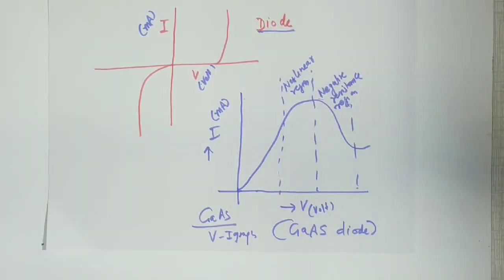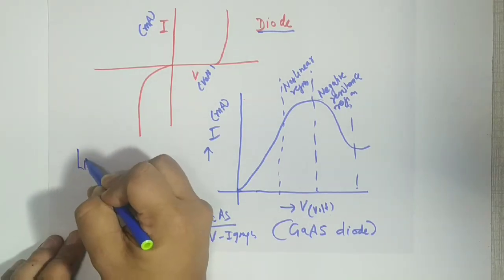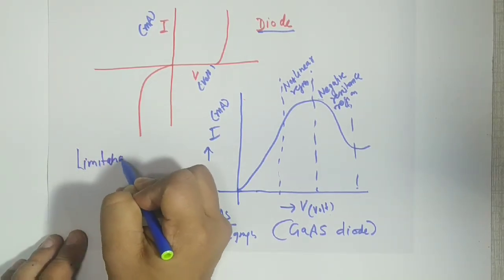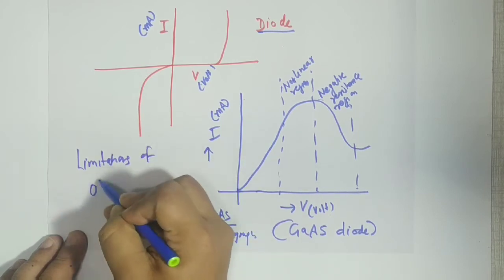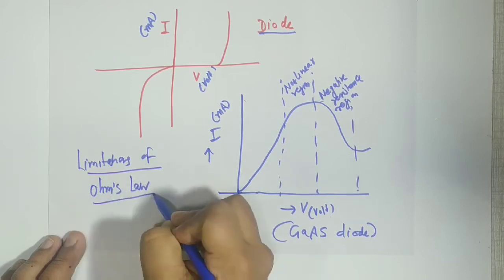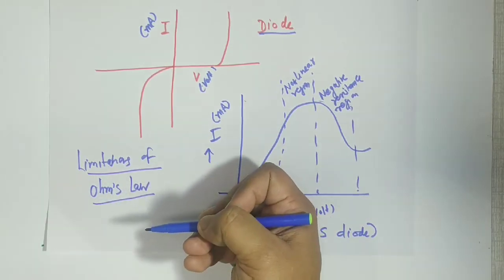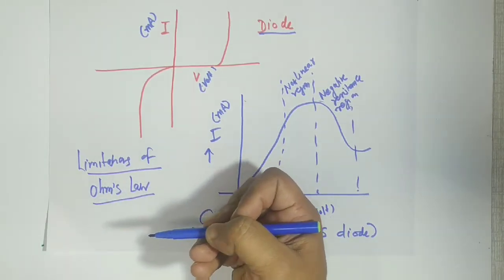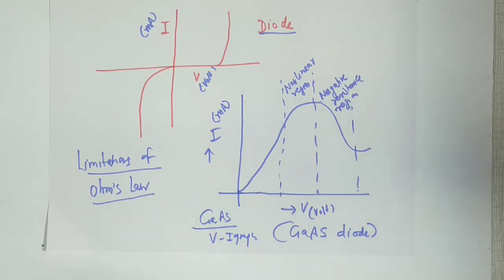So these are the non-ohmic resistors which don't obey Ohm's law. These can be the limitations, we can say these are the limitations of Ohm's law. Non-ohmic means limitations of Ohm's law, that it is not obeyed in gallium arsenide, it is not obeyed in a diode. There are electronic circuits, semiconductors. So this is the graph.